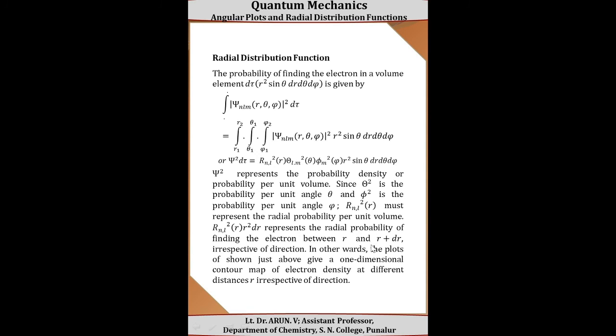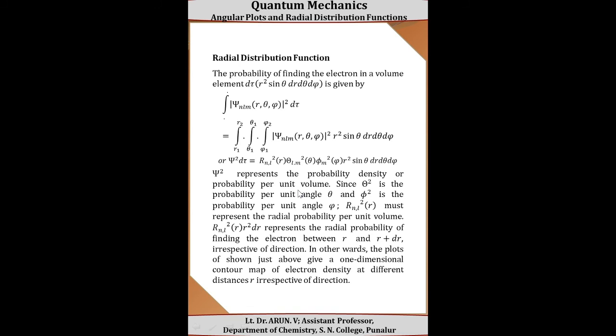Next we have to discuss the radial distribution functions, which give the probability of finding an electron in a volume element d tau. That is, the volume element is represented by r square sin theta dr d theta d phi, and it is given by integrating the square of the wave function, that is integral of psi n l m (r, theta, phi) square d tau. Then put the different ranges for r, theta and phi.